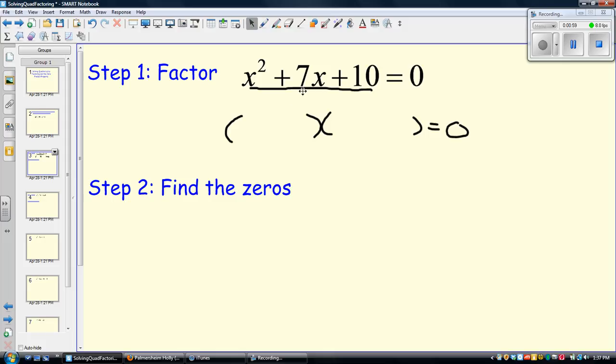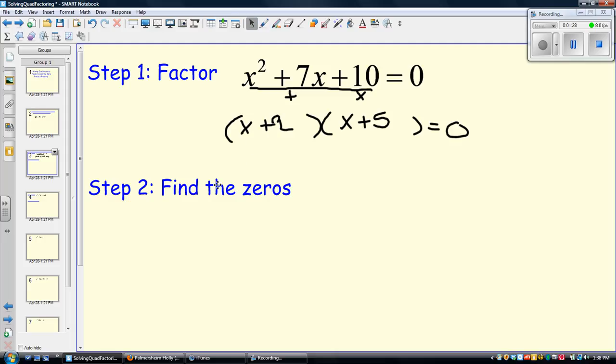So we're asking ourselves again, what two numbers add to be 7, multiply to be 10? So add to be 7, multiply to be 10. Hopefully you're saying, well, that's going to be x plus 2, x plus 5. So if we have x plus 2, x plus 5 equals 0, then we can go on to the next step about finding the zeros.